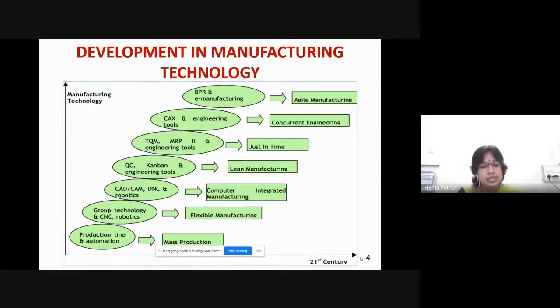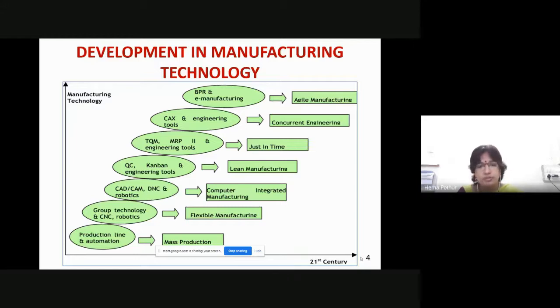Then, of late, it has developed further. There was still a lack of complete utilization of the plant. You cannot keep your machines idle for a longer period, depending on the requirement of the market area. Because of that, there is an idle period in the industry. To cope with that, quality control and the Kanban system, Kanban cards, were introduced. All these things are JIT concepts.